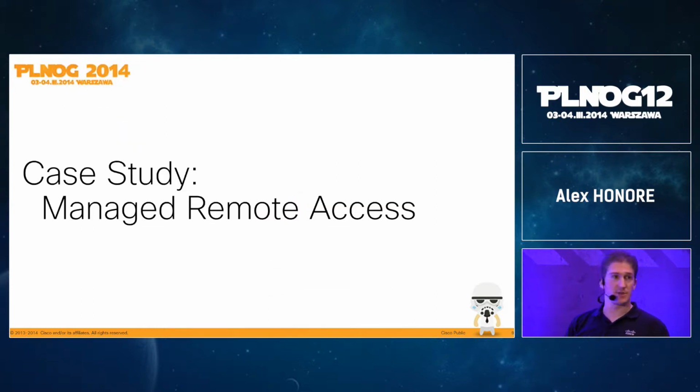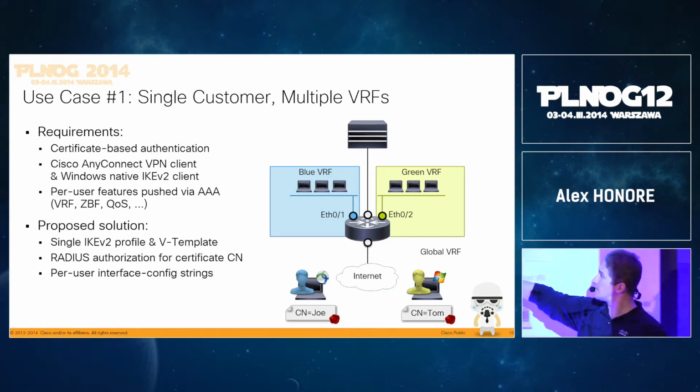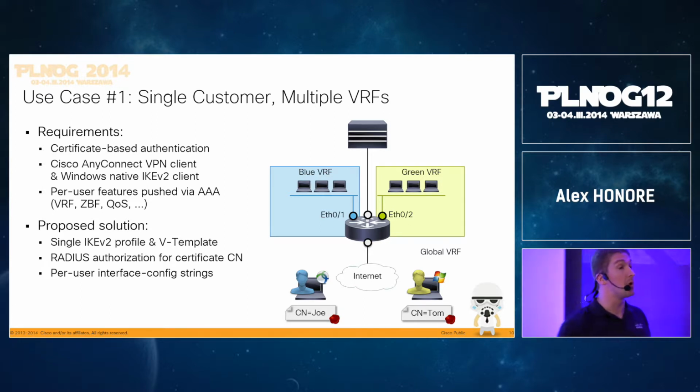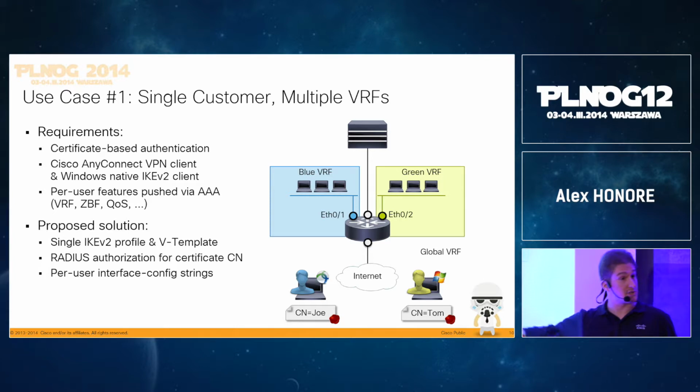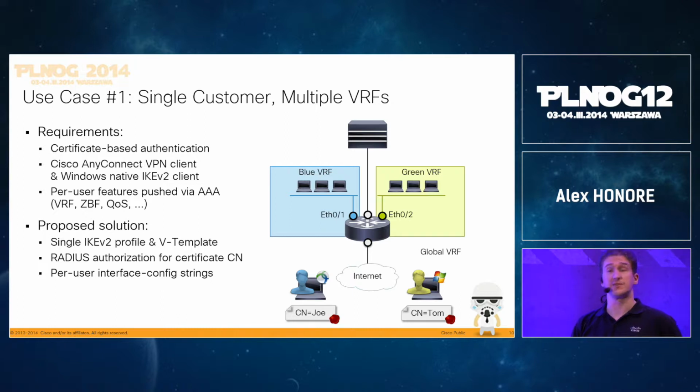So the first case we're going to look at is some managed remote access. I have this headend that has two VRFs behind it, the blue and the green. This is a single customer, multiple VRF scenario. I've got different departments, different users from those departments. They have certificates, individual identity certificates. I want to place them in the right VRF based on my AAA authorization. And I want to apply some features like quality of service. Maybe some users need a bigger pipeline than others, maybe different firewall rules.